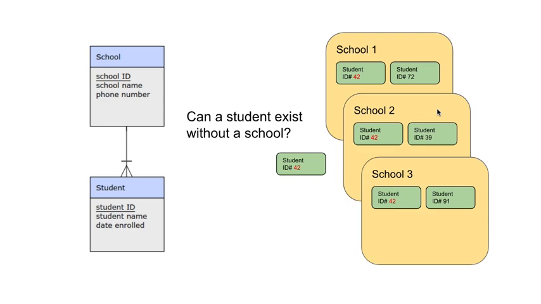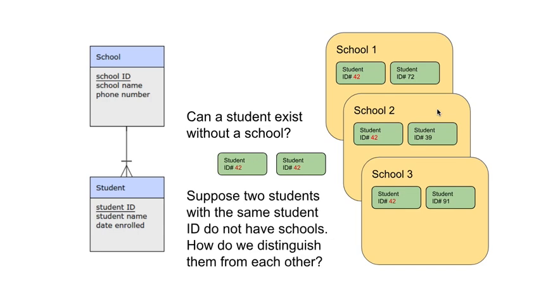Suppose they say yes. Now the student ID comes into question because we were depending on school to distinguish students with the same ID. So we would need to follow up with a second question. Suppose you have two students with the same student ID who do not have schools. How do we distinguish them from each other?